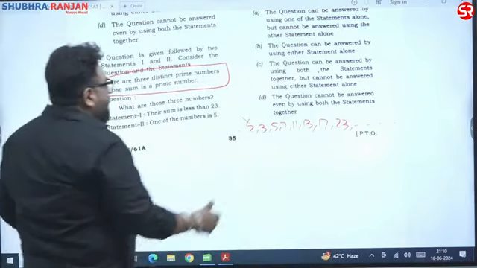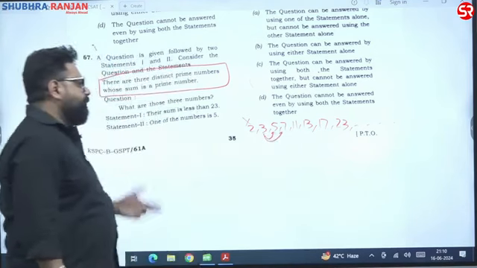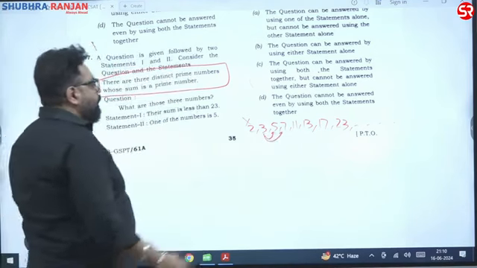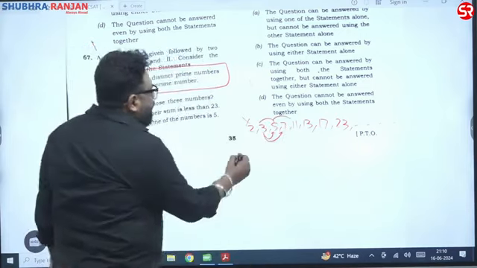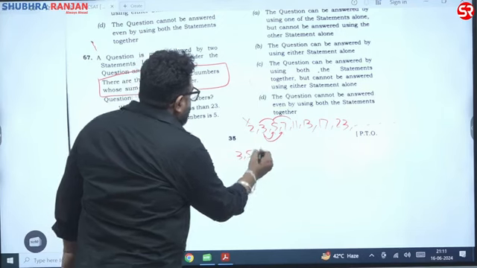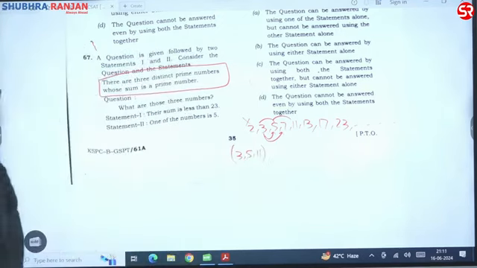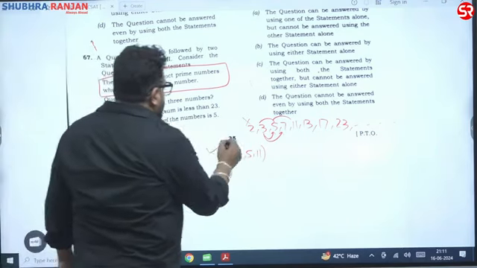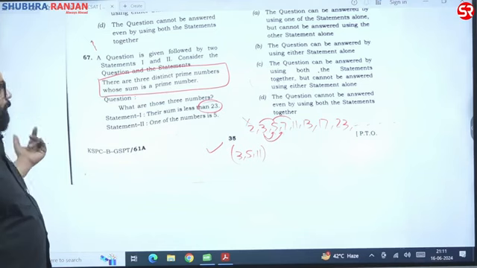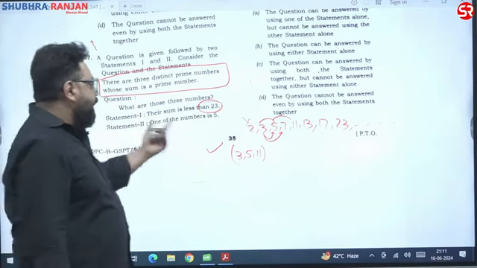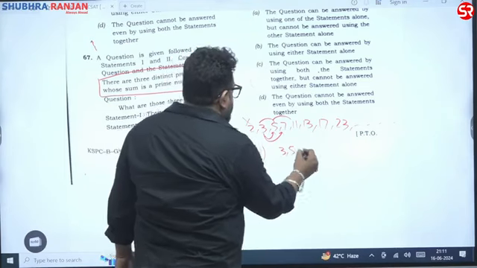So let's see. 3 plus 5 plus 7 comes out to be 15, not a prime number, isn't it? So then just check out 3 plus 5 plus 11. 3 plus 5 is 8, 8 plus 11 is 19. Yes, there is one pair which is less than 23 and the sum is also a prime number. But is there any other pair is something I want to know. 3, 5, 13, check.